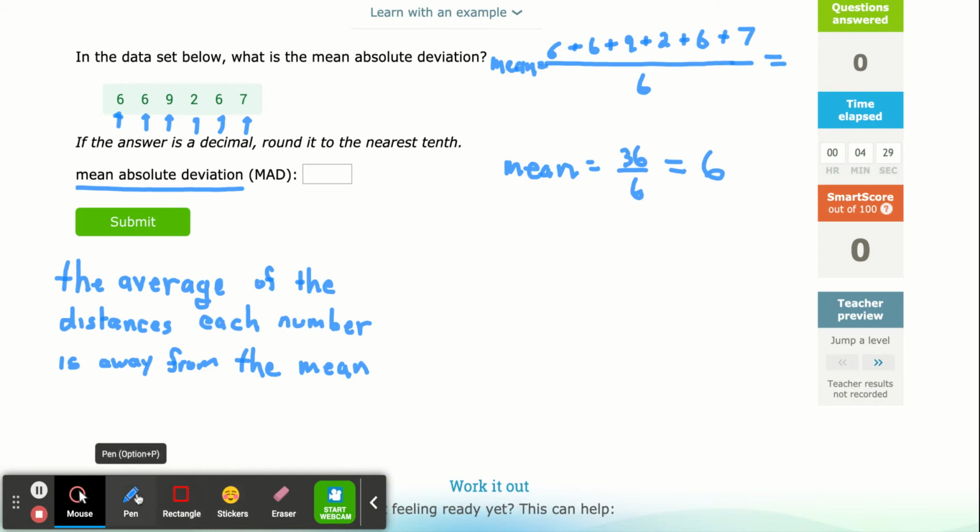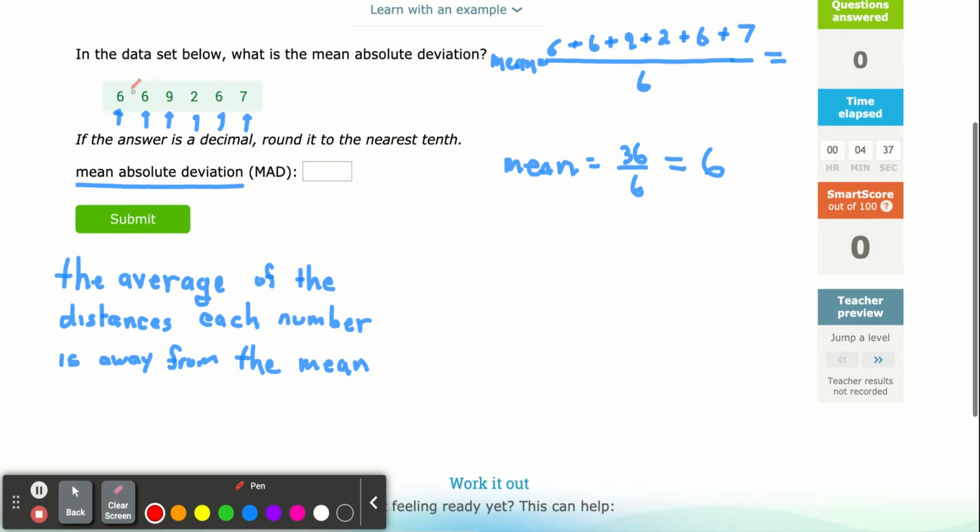The next thing I'm going to do is find out how far away each of these numbers is from 6. So how far away is 6 from 6? It's 0 units away. How far away is 6 from 6? It's 0 units away. How far away is 9 from 6? It's 3 units away. How far away is 2 from 6? It's 4 units away. How far away is 6 from 6? It's 0 units away. How far away is 7 from 6? It's 1 unit away.